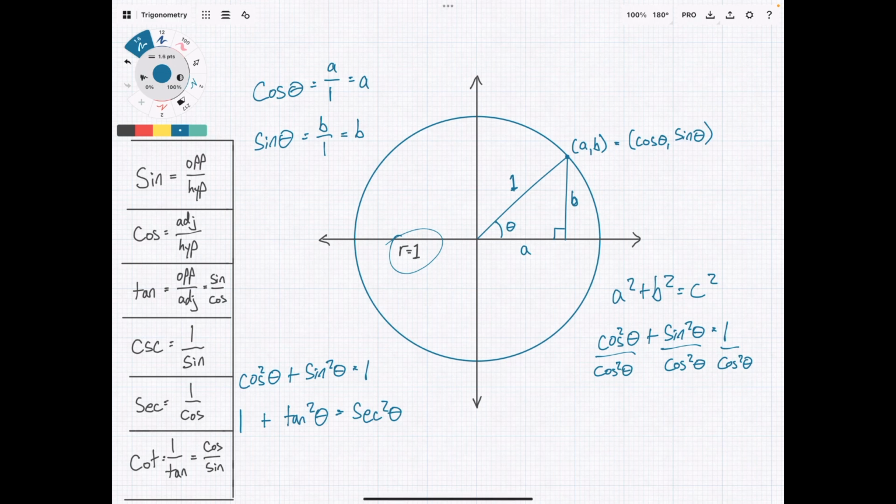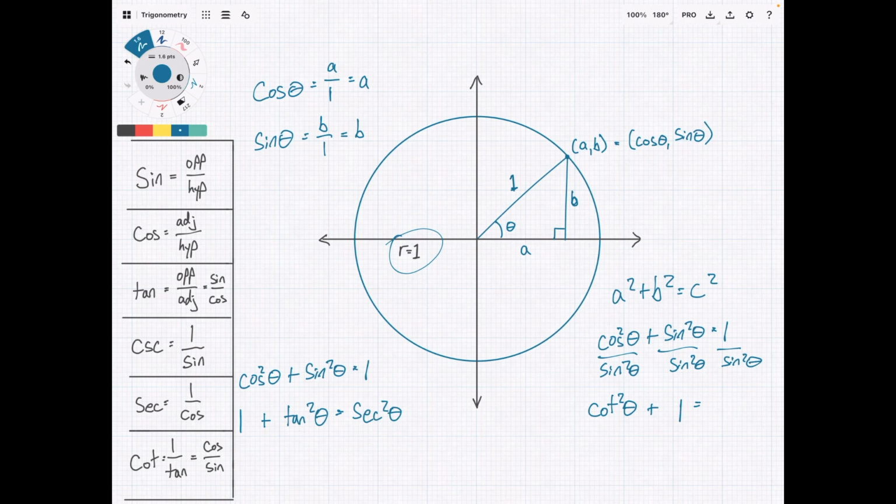Finally, we're going to do this one more time, but this time we're going to use sine squared. Alright, so start with the easy one. This is 1. Then we have cosine squared over sine squared. On our left pane over here, we can see that cotangent is actually cosine over sine. So this is going to be cotangent squared theta.